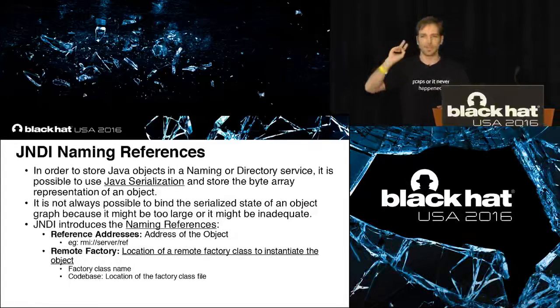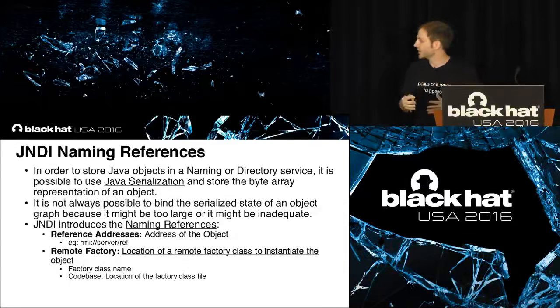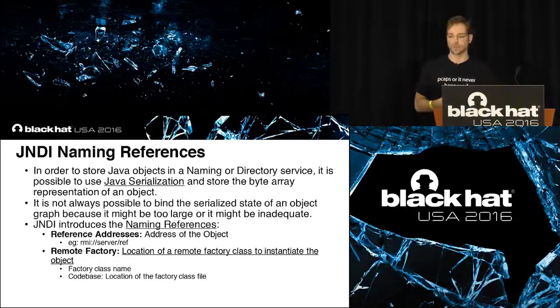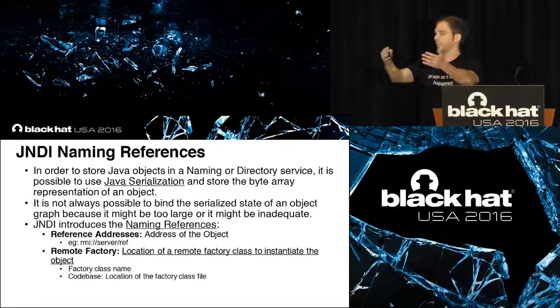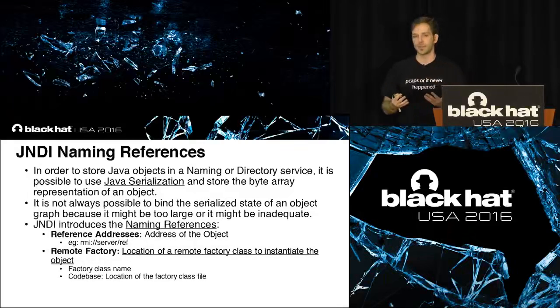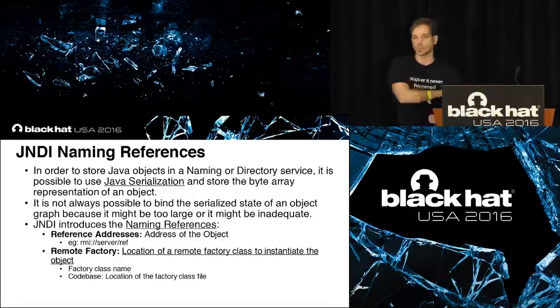So we have basically two types of naming references. The first one is reference address. That is basically the final address of the object that we want to bind to the naming service. So when we perform the lookup operation, we will receive the JNDI reference. The naming manager will decode this naming reference, get the address, and then use the address to fetch the final object and return that to the application code.